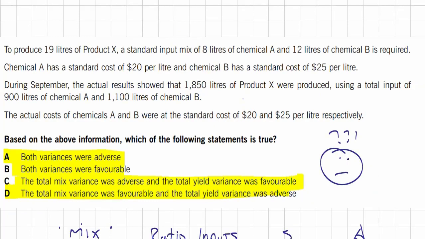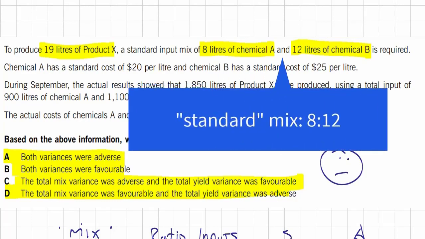And we have to find the inputs. We have to find which input is the cheap, which is the expensive. Then we have to find the actual. So we find the standard first, the actual second. And as we read the story, we see in order to make 19 liters of X, it takes 8 of A, 12 of B. So there's a bit of a normal loss there, but doesn't concern me at this point. We've identified 2 inputs, A and B, 8 of A, 12 of B. That is the ratio, 8 to 12, okay, or 3 to 4.